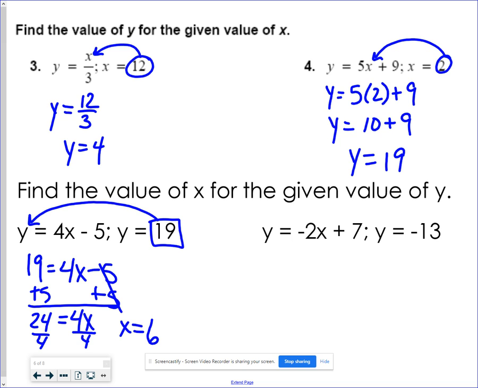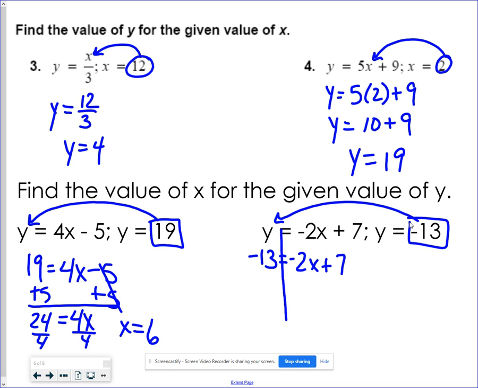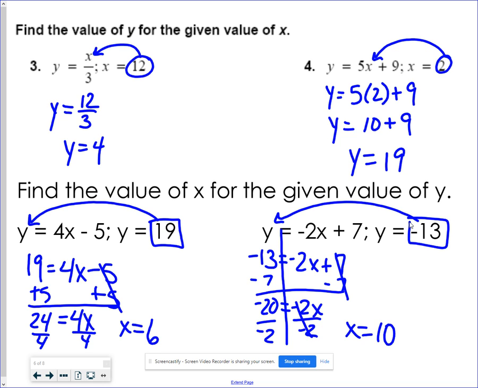If I take this problem and I put this in place of the y in this problem, I've got negative 13 equals negative 2x plus 7. And then again, I didn't draw my vertical line in the last one, but remember, this is how we would solve this. We get rid of the 7. Negative 13 and negative 7 is negative 20 equals negative 2x and divide by negative 2. So then x would be equal to 10.